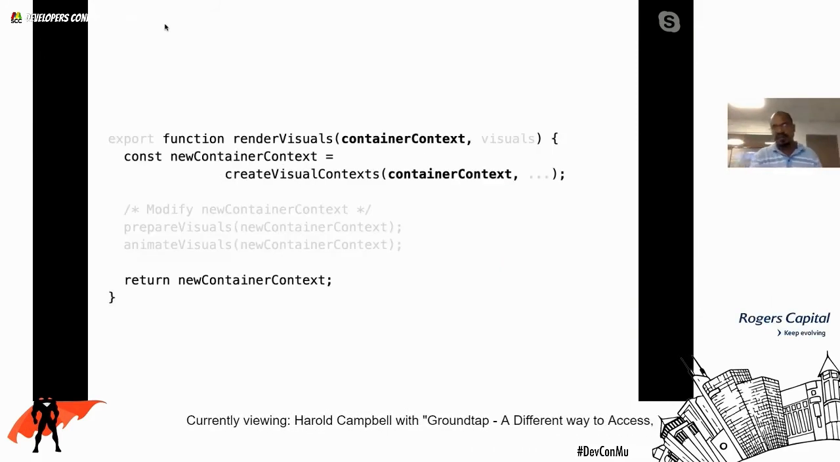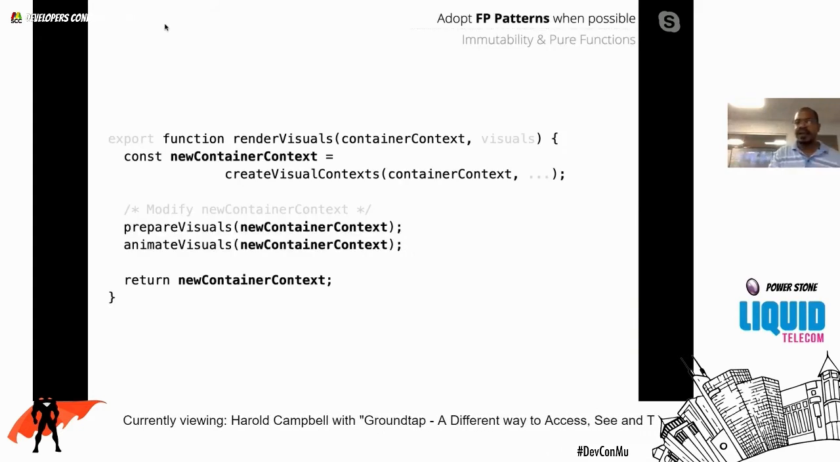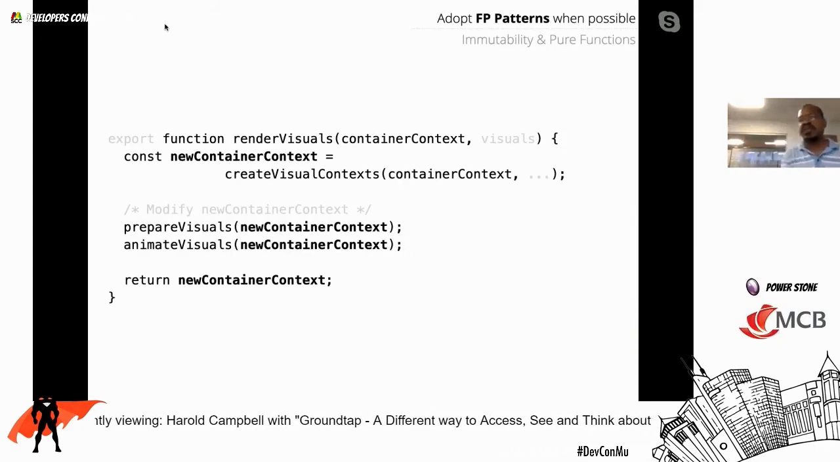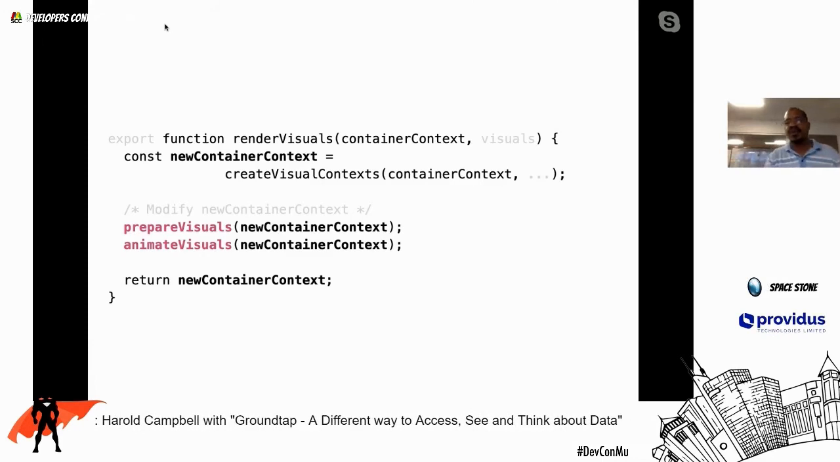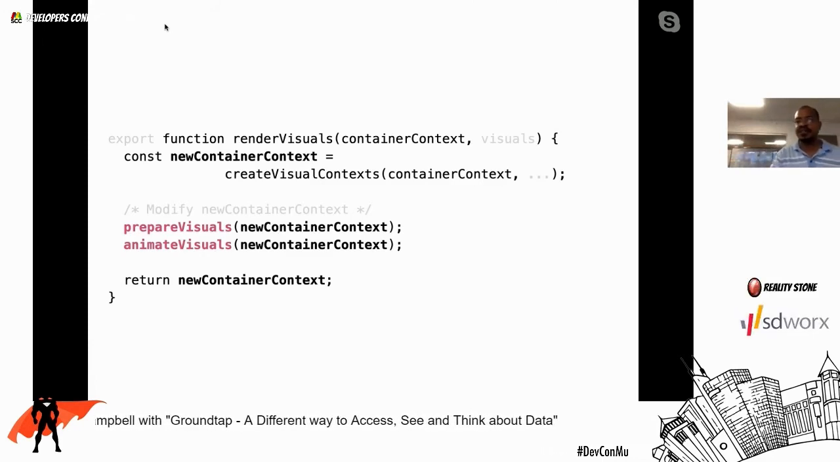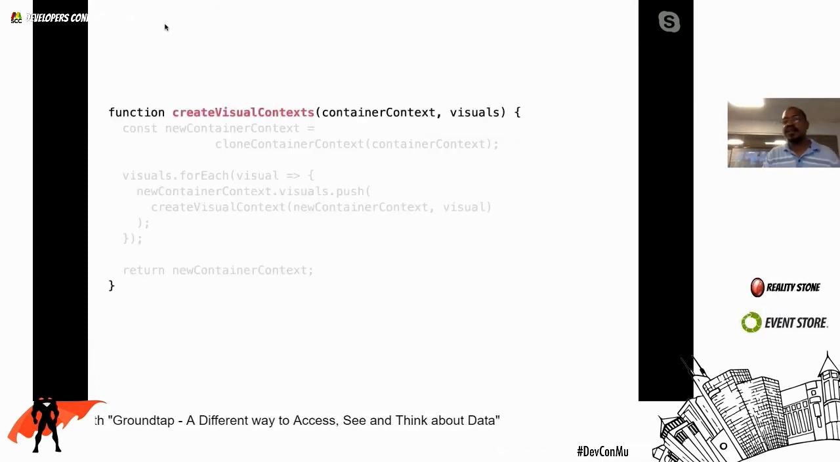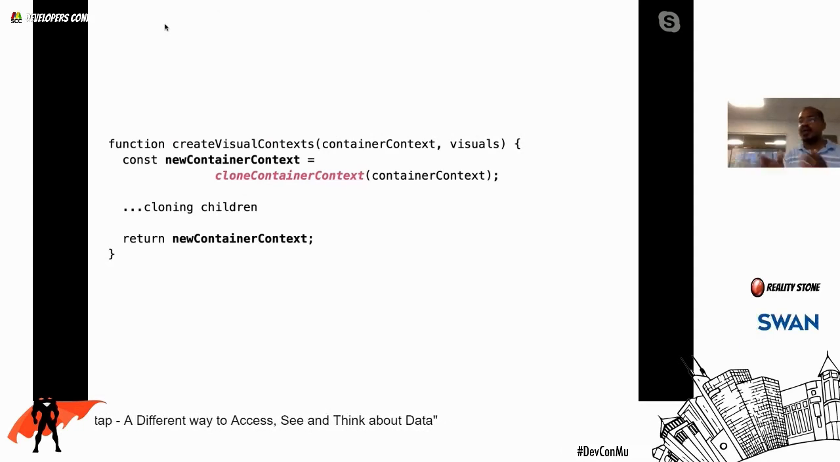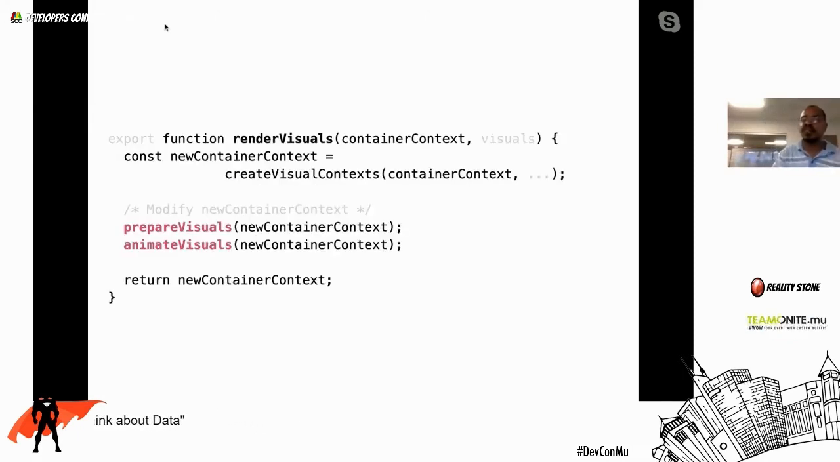We pass it to the render visuals, and then from there, I create a new container, and that's what I mutate when I call these two highlighted functions. Inside of the create visual that I pass the container to, what I'm doing is cloning the existing container and the children. So I'm making a deep copy. And then that's what I pass back out. That's mutated, right? So if I call this render visual function several different times with the same data, I'm going to get the same result.